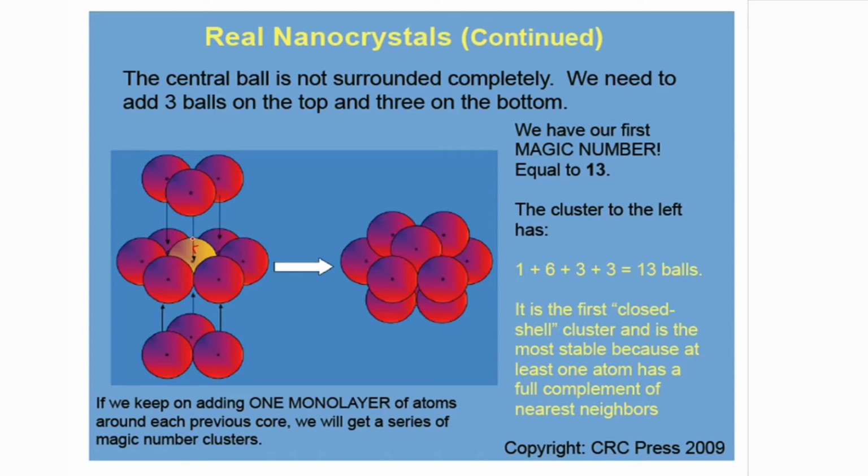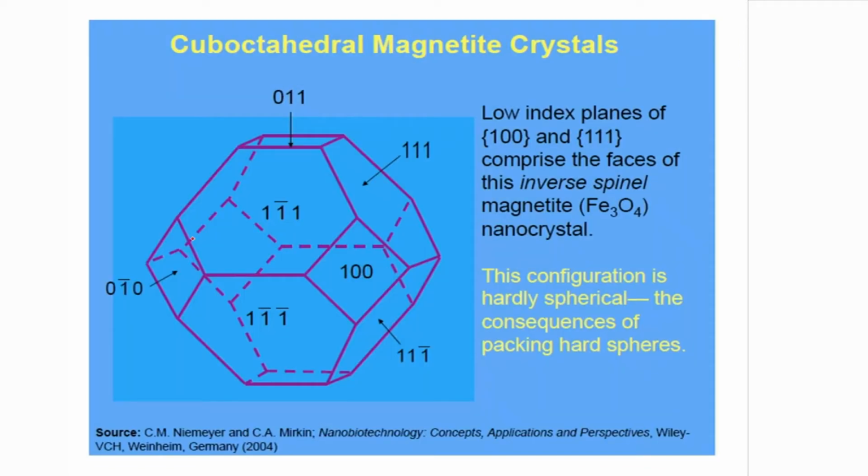So it is the first closest shell cluster. It is most stable because at least one atom has full compensation of the nearest neighbors. One atom is the bulk atom, the rest are surface. So if you keep on adding one monolayer shell around the previous core, we'll get a series of magic numbers. That's what I discussed. And this you should understand and remember very well. So in a cuboctahedral shaped crystal, you have 111 facets, 110 facets, and 100 facets, right? So that's how the configuration is formed.